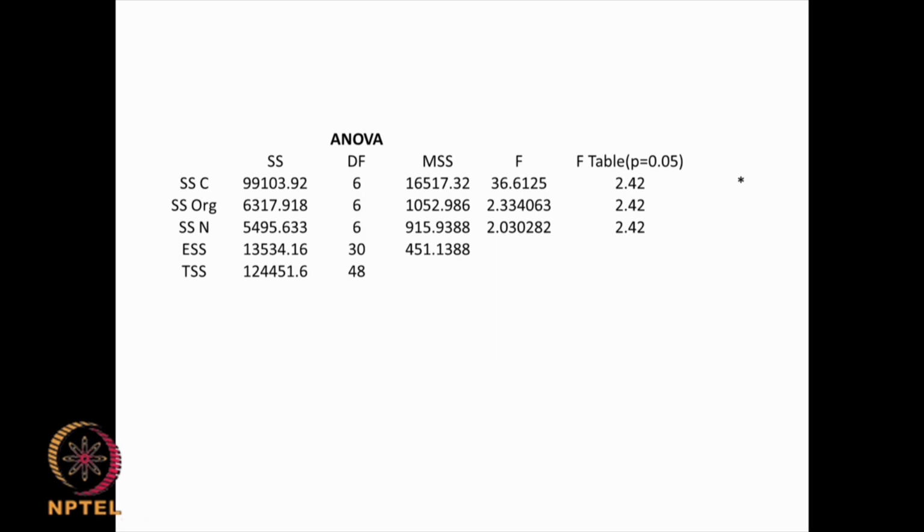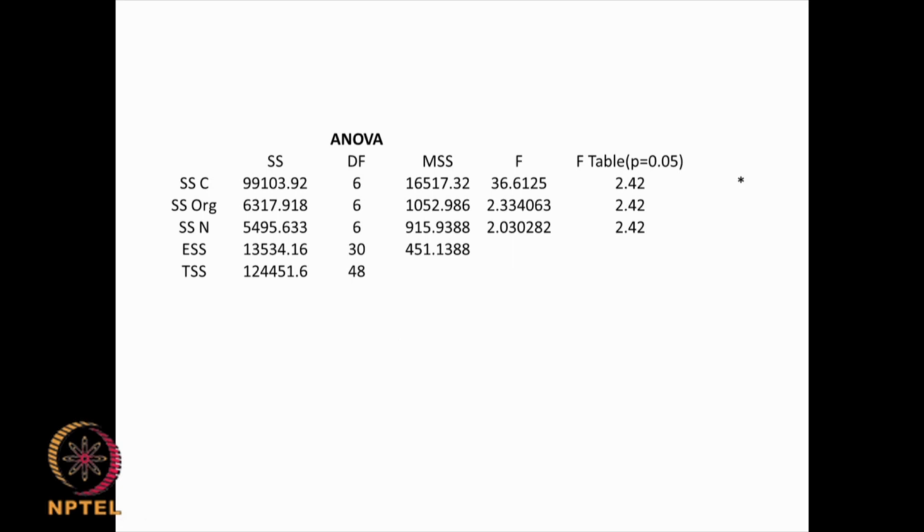Now, another interesting point we need to consider is, can I look at interactions? The problem is we will not be able to look at interactions. Why? I mentioned it a long time back. So, if I want to look at, say for example, carbon and organism interaction and I have 6 degrees, 6 degrees, then carbon organism will become 36 degrees of freedom, but I have only 30 for error. So, I will not be able to look at interactions. That means my number of experiments is not sufficient.